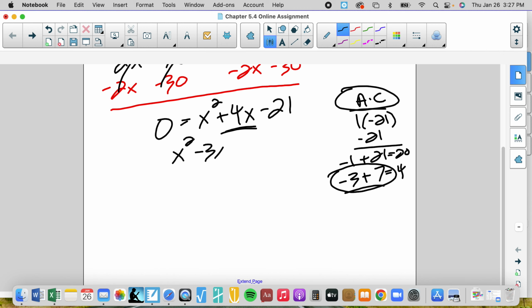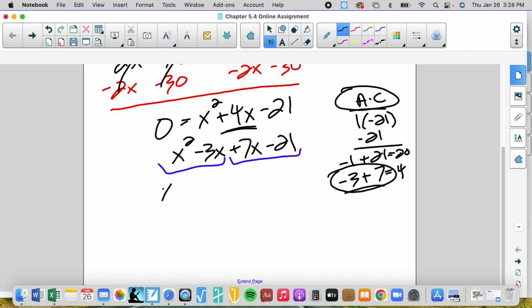So you get negative 3x plus 7x minus 21. We're just changing it. If we simplified this line, we'd still get x squared plus 4x. And now we're going to factor by grouping. We're going to group these two, and we're going to group these two.